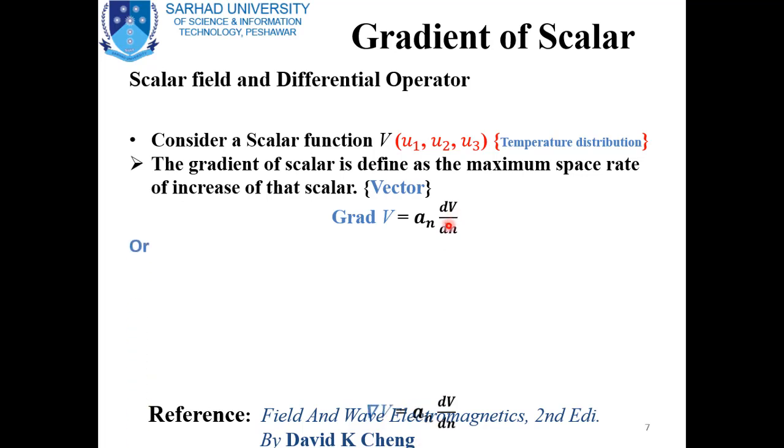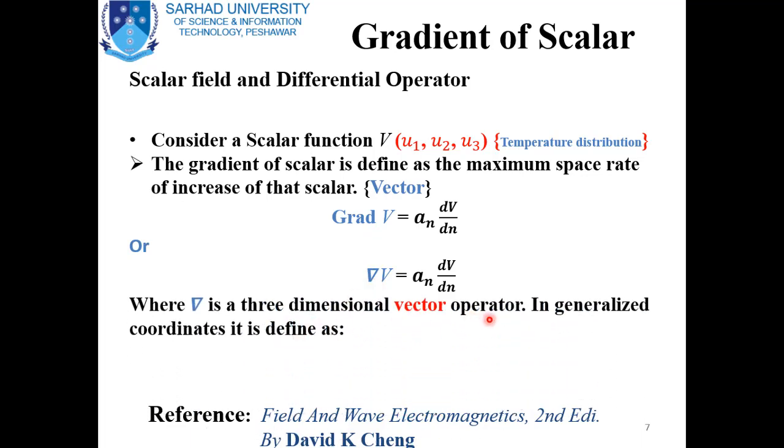So in operator form we can write grad V as del V, where del is the three-dimensional operator, and in generalized coordinates it can be defined as a_u1 del/(h1 del u1) plus a_u2 del/(h2 del u2) plus a_u3 del/(h3 del u3), where a_u1, a_u2, a_u3 represent the base unit vectors in the generalized coordinates, and h1, h2 and h3 represent the metric coefficients.